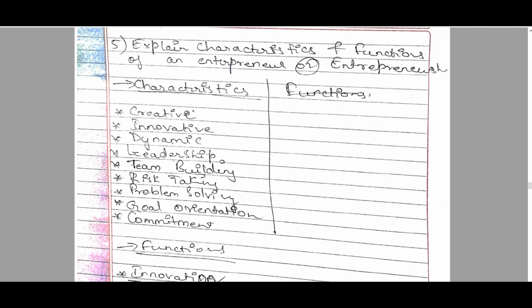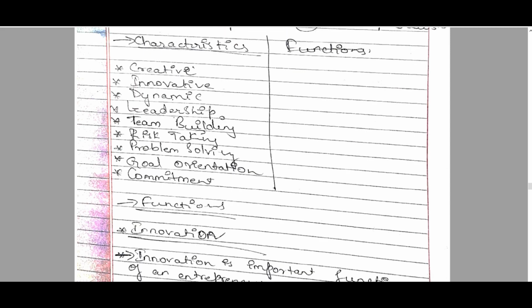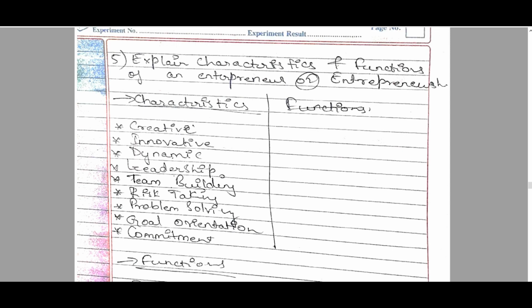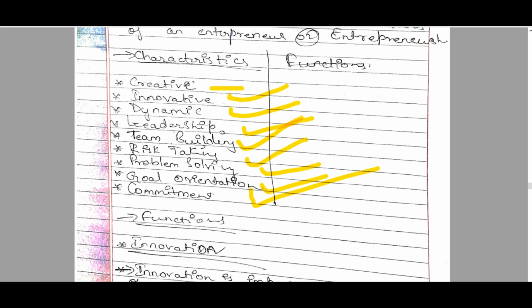Explain the characteristics and functions of an entrepreneur or entrepreneurship. Creative, innovative, dynamic, leadership quality, team building, risk taking ability, problem solving, goal orientation.